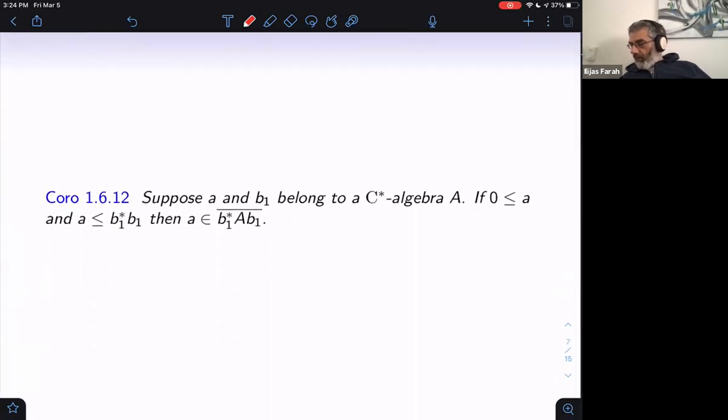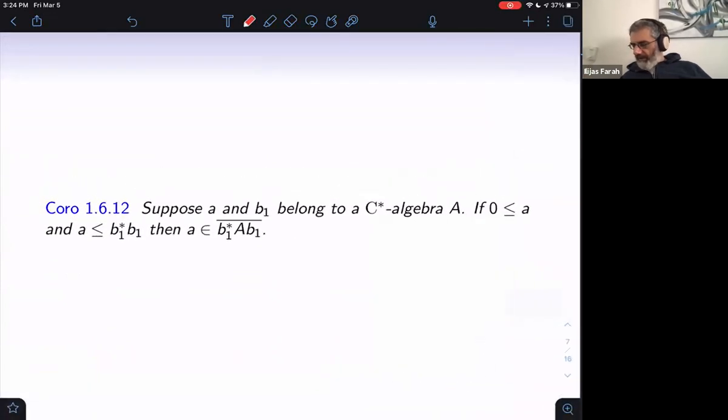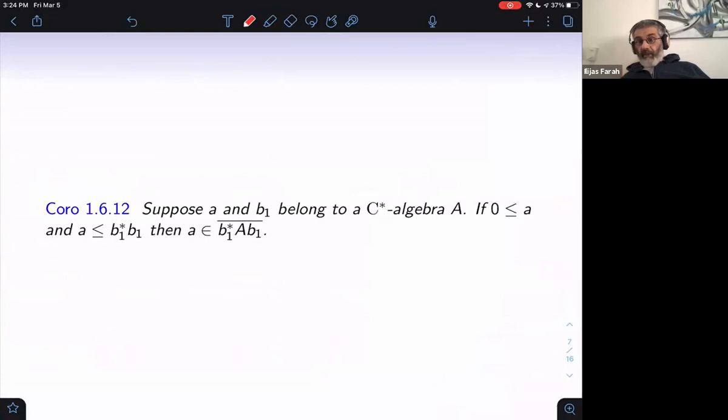Now, this is called corollary for rather silly reasons. So just don't worry about it. It is stated as a corollary of what's going to come next, but actually it can be proved without what comes next, and the proof is easier. So I'm just calling it corollary here in order to comply with what is in the book. And here is a statement.